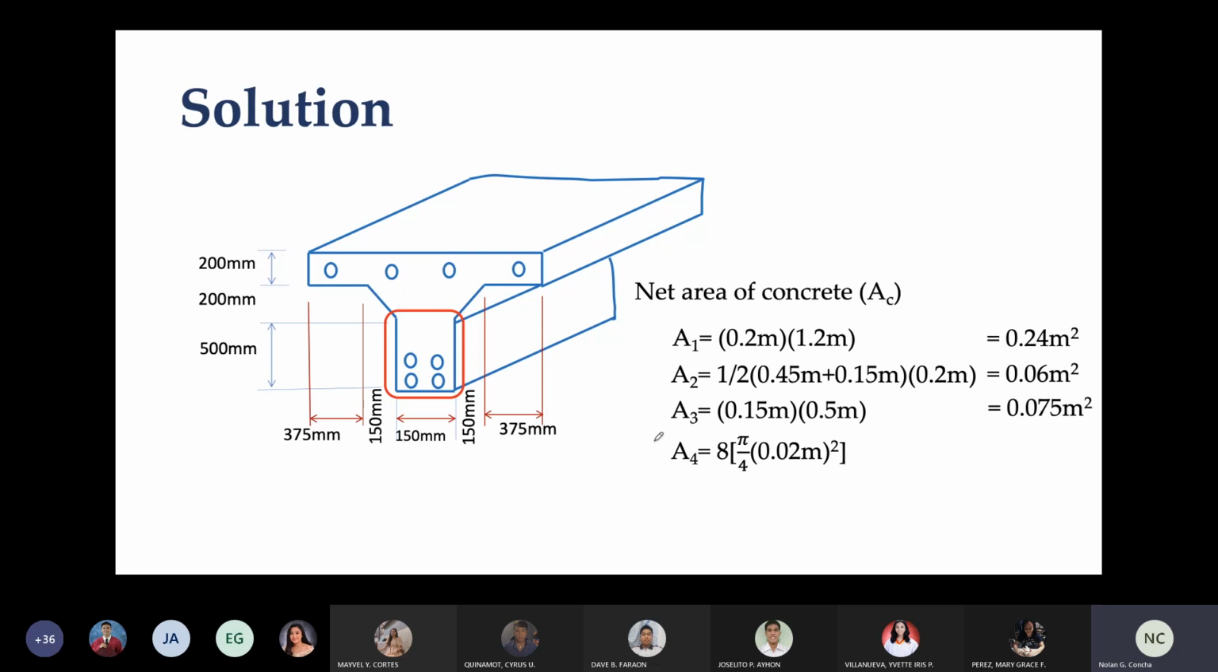But again, we have to subtract the area occupied by your steel reinforcements. We have 8 bars, 2, 4, 6, 8. Diameter is 20 millimeters, so that will be 0.02 meter squared, pi over 4. And therefore, we have to subtract 0.0251. And this will be the result. Area 1, area 2, area 3, we take the sum, and then we subtract area 4. And we have this value here.